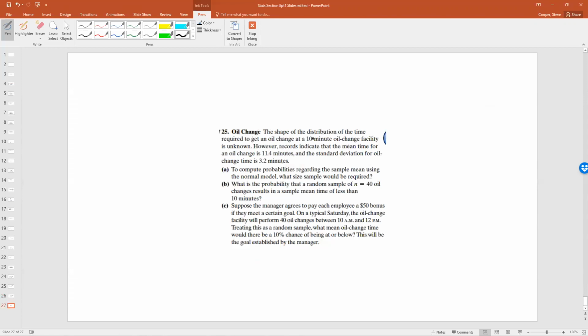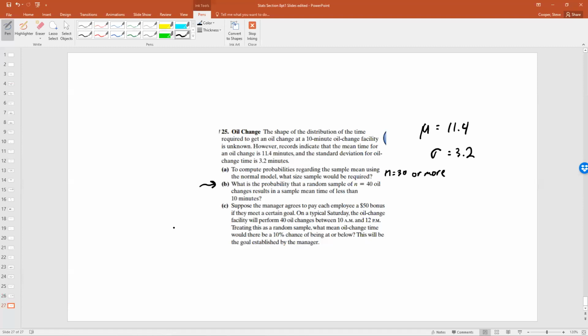Okay, the shape of the distribution of time required to get an oil change is not known. So this is different from the last problem. We need a sample size 30 or greater if we want to be able to use the normal distribution. But records do have an indication for a mean of 11.4 and a standard deviation of 3.2 minutes. So if we want to compute probabilities regarding the sample mean using the normal model, what size sample would be required? Well, we need n equal 30 or more.